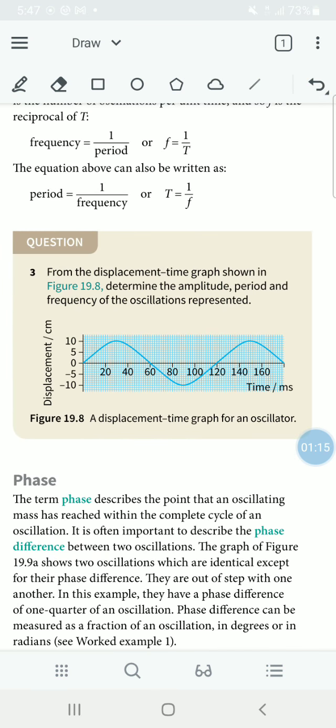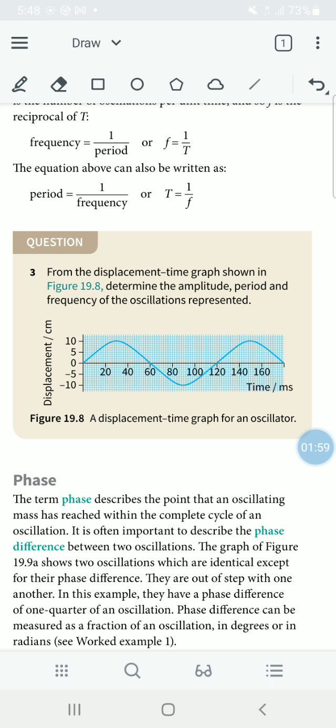Next one is to determine the period. For period, we have an equation, 1 upon frequency. Then using the period we can find the frequency, or if you find the frequency we can find the period. I think it is best if we can find out the period. What is period? Period is the time for a single oscillation. Time for a single oscillation is the period.